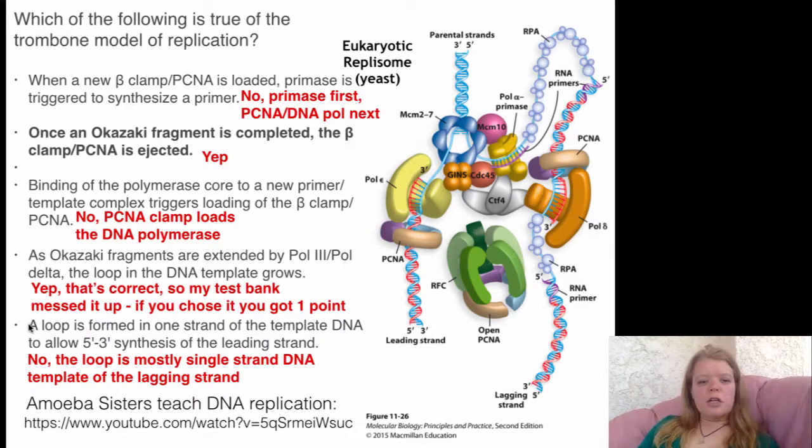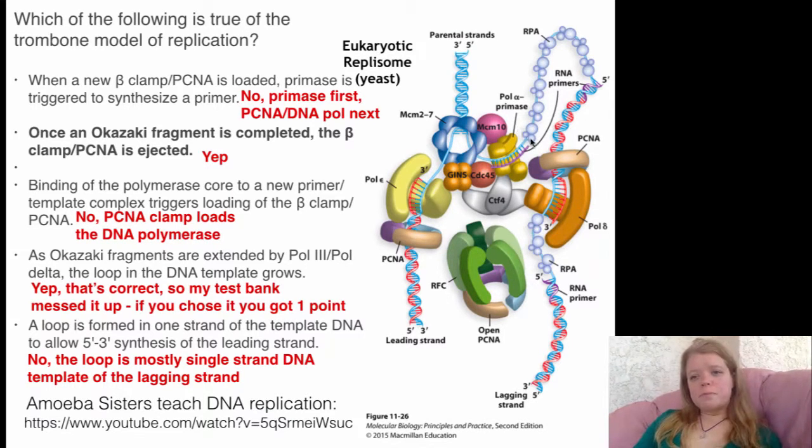And then the last question is, a loop is formed on one strand of the template DNA to allow 5' to 3' synthesis of the leading strand. And of course that's incorrect, because this loop, the single-stranded DNA loop that is formed as part of the trombone model, is the lagging strand. That's why they have to make this extra loop, because it takes longer to synthesize the lagging strand. That's why it's lagging. So part of the strand is still coated by the RPA single-strand binding proteins to prevent the template DNA from developing secondary structure.